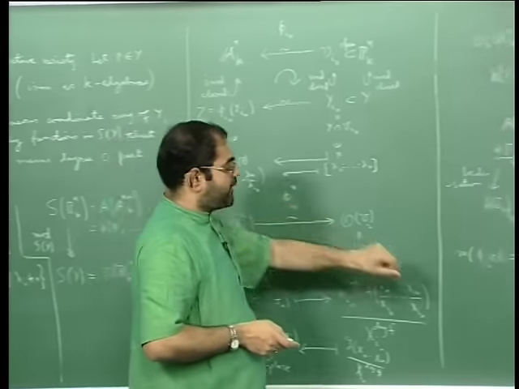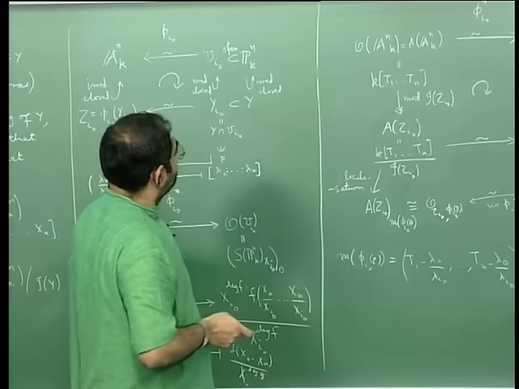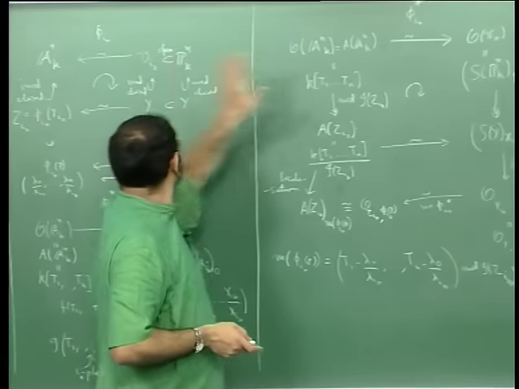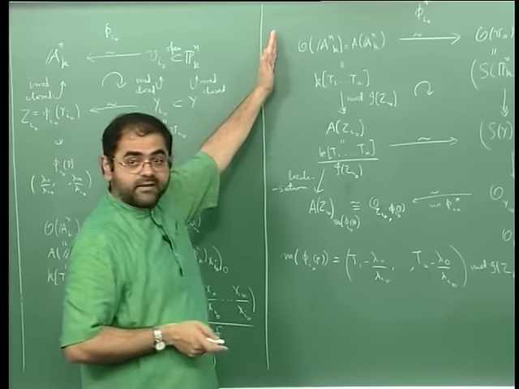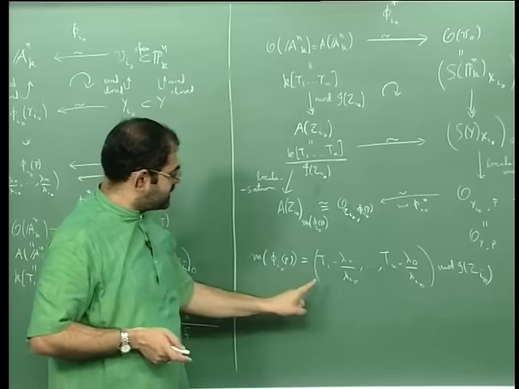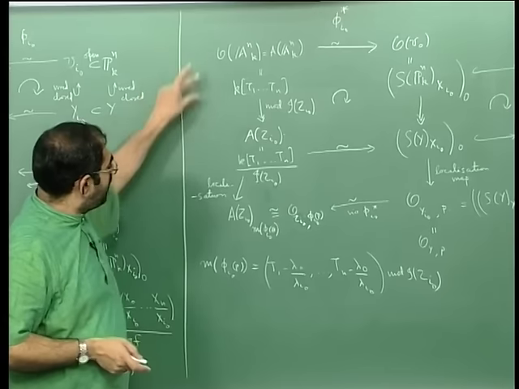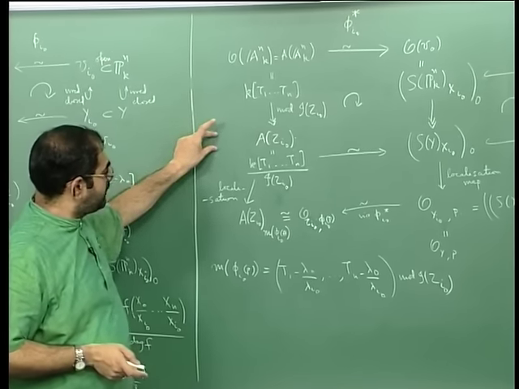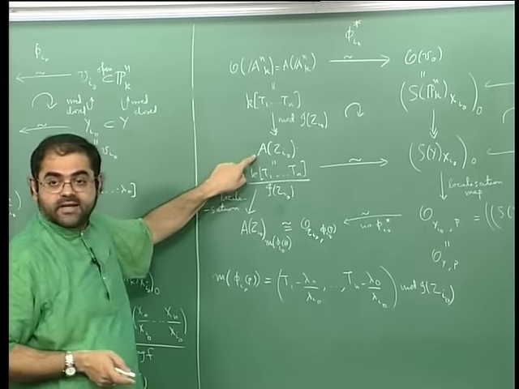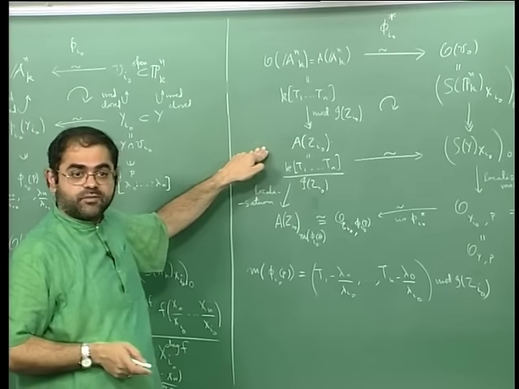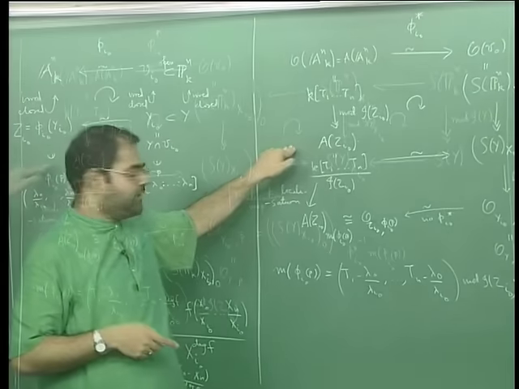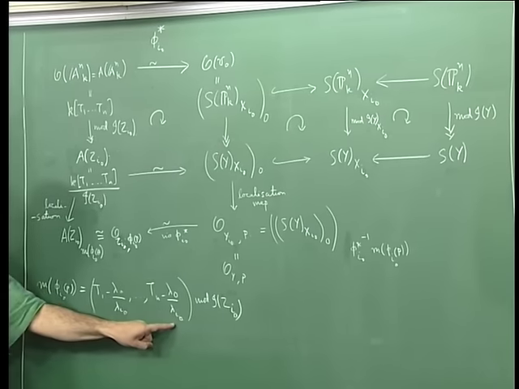So this point corresponds to a point in affine space, so it corresponds to a maximal ideal here. That maximal ideal is this, and that maximal ideal mod I of Z_i0 will give me the maximal ideal in A of Z_i0 to which the point corresponds in Z_i0. So this is what it is.